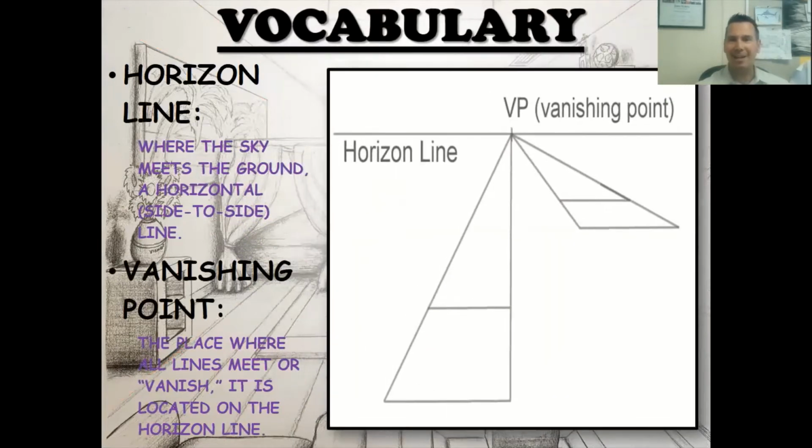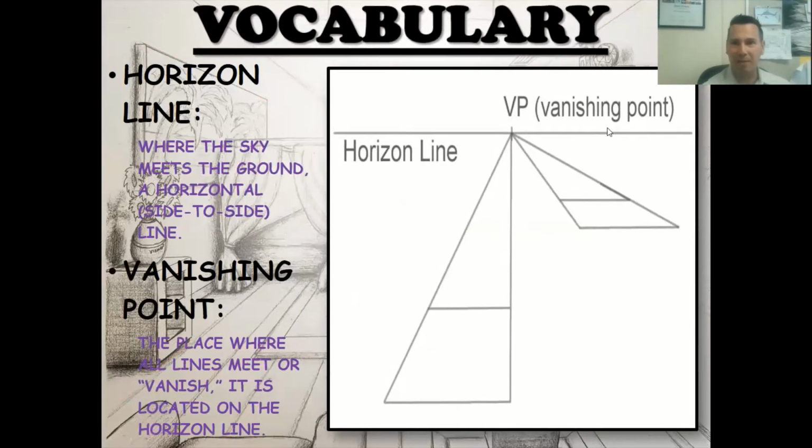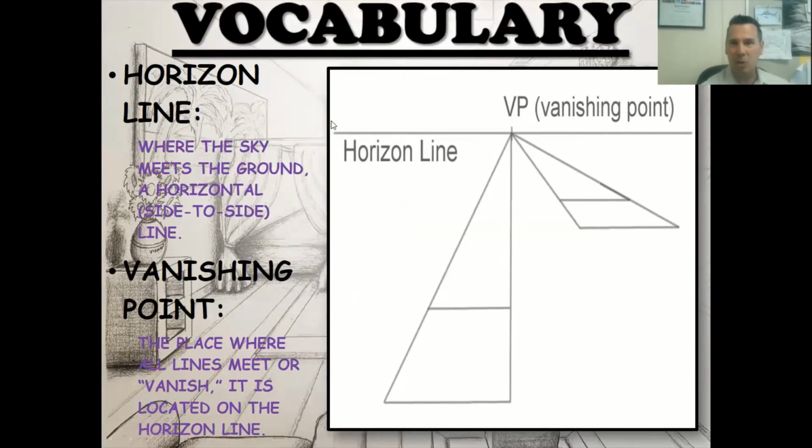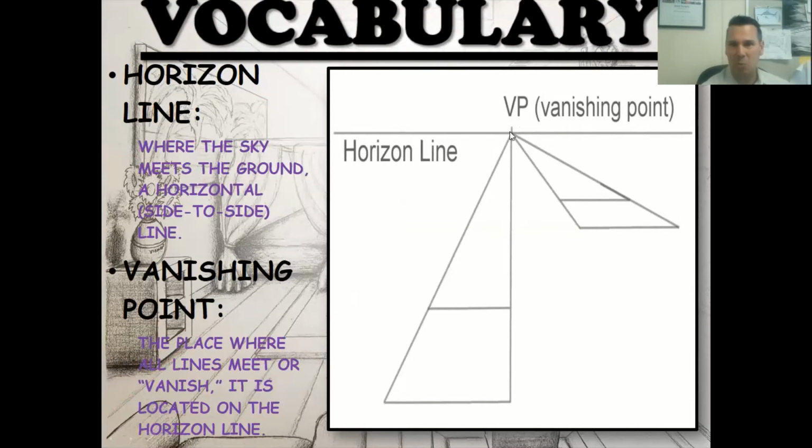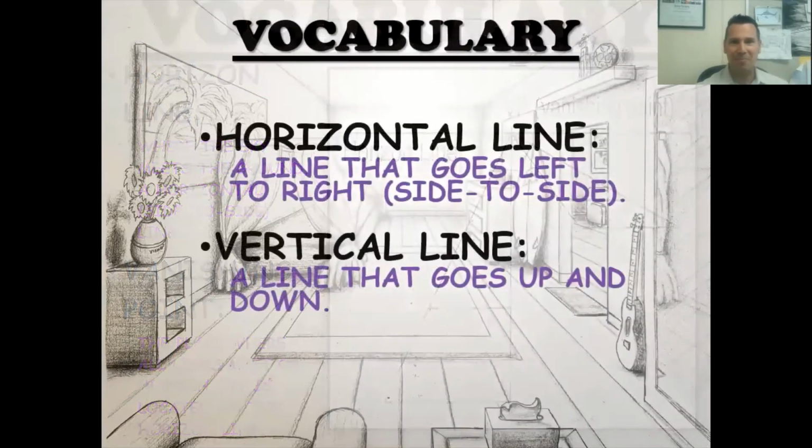So here's a diagram that shows the vanishing point, the VP right here, that one point, your horizon line, and these lines aiming back towards the vanishing point, way in the distance. Well, giving the illusion of distance, right? That's what this is all about.